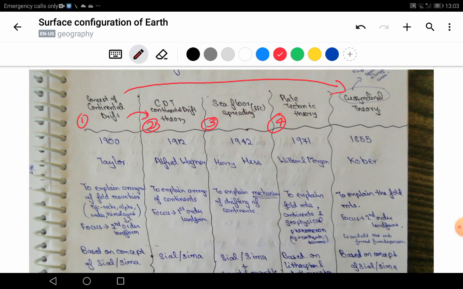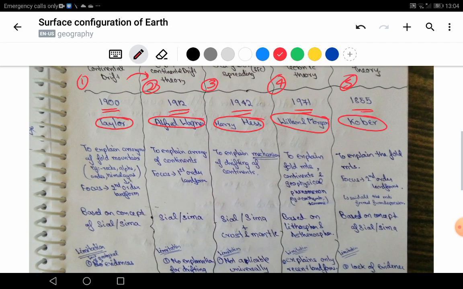If you can see the dates when they were given: the concept of continental drift was given in 1900 by Taylor. The continental drift theory was given in 1912 by Alfred Wegener. Seafloor spreading in 1942 by Henry Hess. In 1971 the plate tectonic theory was given by William Morgan. And geosyncline was given at approximately the time of the concept of continental drift, in 1855 by Kober, one of the geographers.